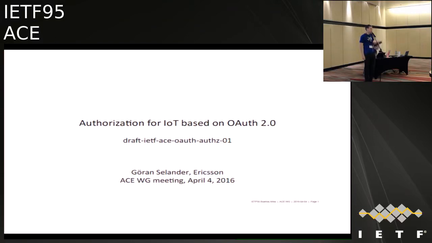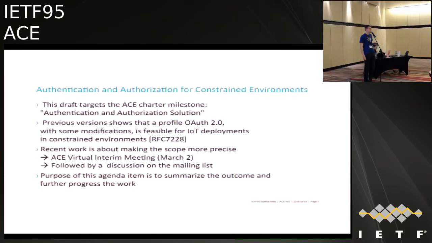So, this draft is targeting the solution milestone, the authentication and authorization solution. And what we did in the first version of this draft was that we tried to show that OAuth 2.0 is, with some modification, a good fit with the IoT deployments and in constrained environments. And what we're now trying to do is to make the scope more precise, because there are pretty many different kinds of IoT deployments, so we need to make this manageable.